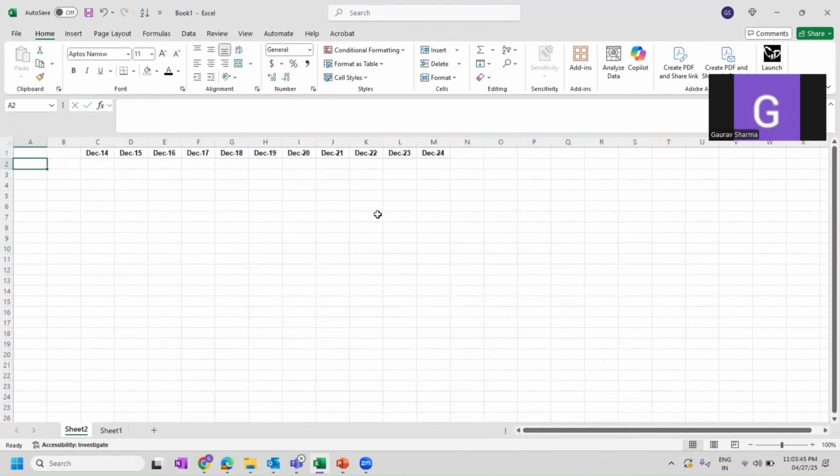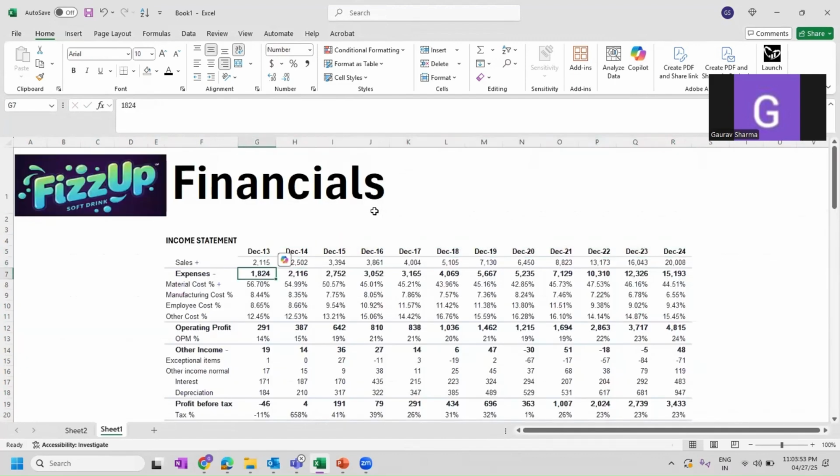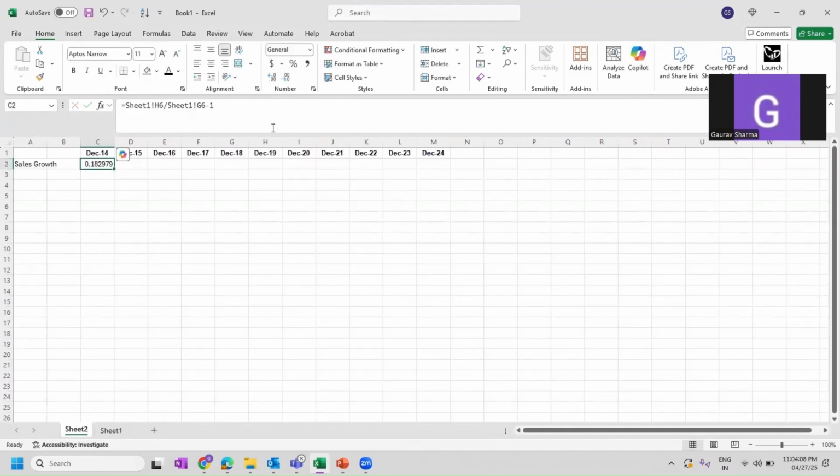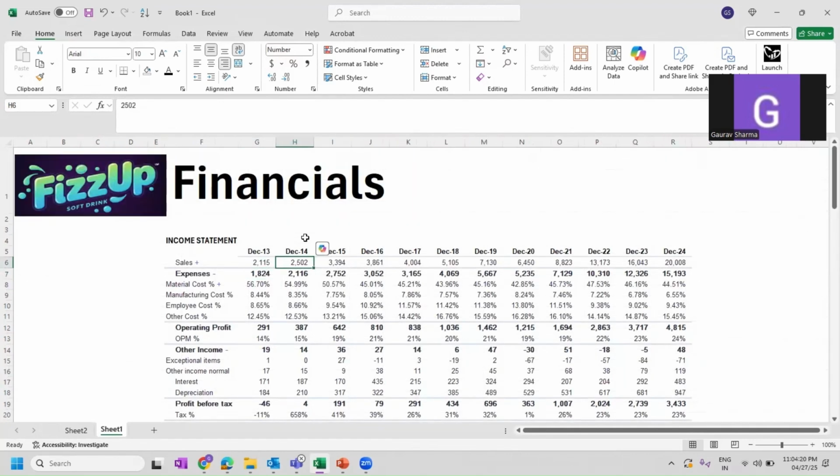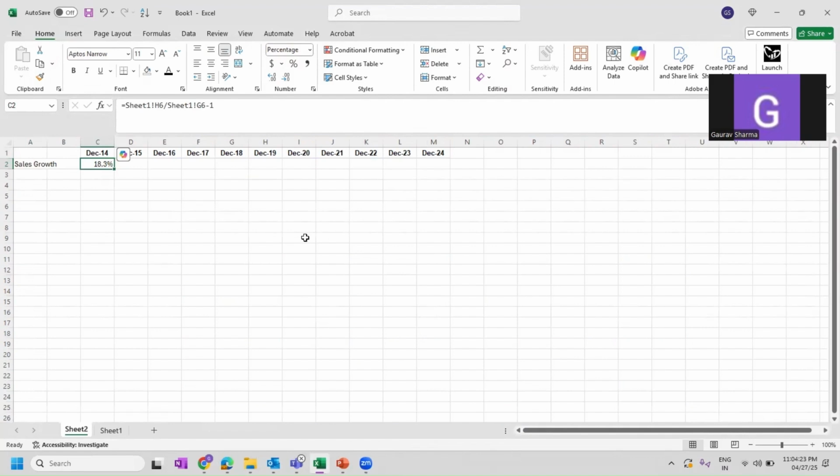So we'll start with the sales growth. So we are going to see at what rate the company is growing. You go to the sales of the current year, divide it by the sales of the previous year, and then do a minus 1. So this would give you the number which, when expressed in percentages, would give you the growth. So as compared to 2013, the sales has grown 18.3%.